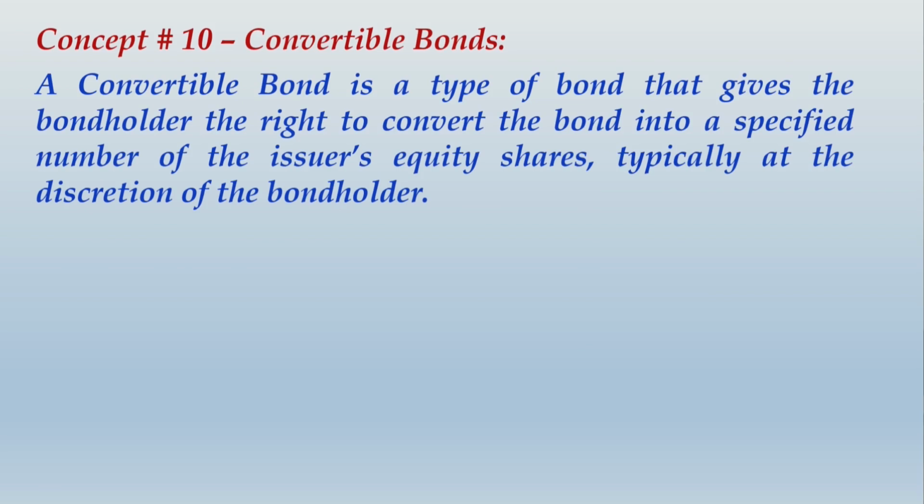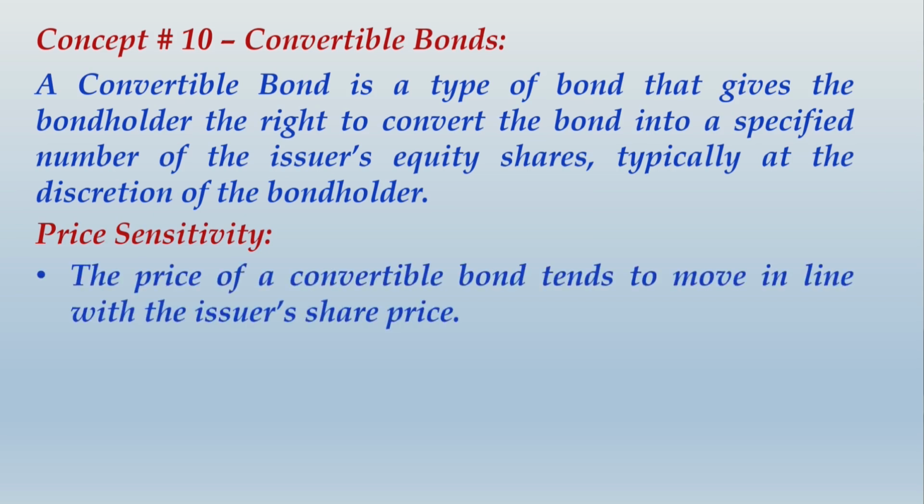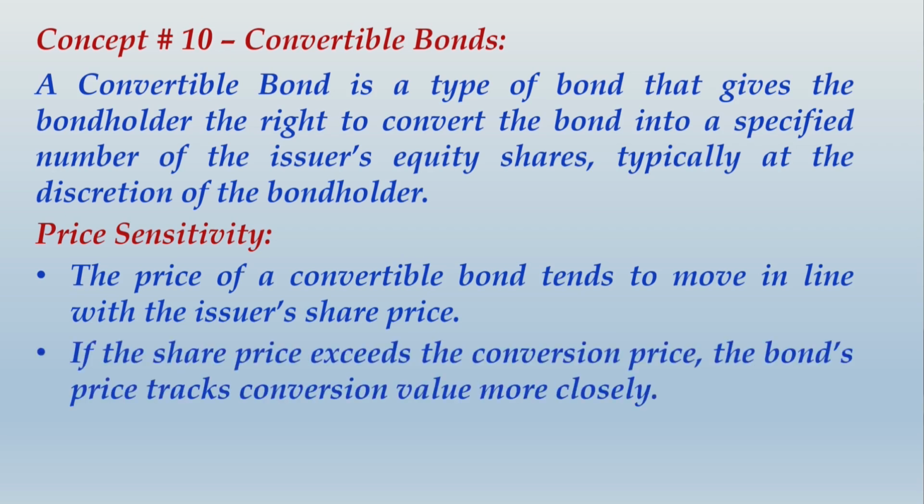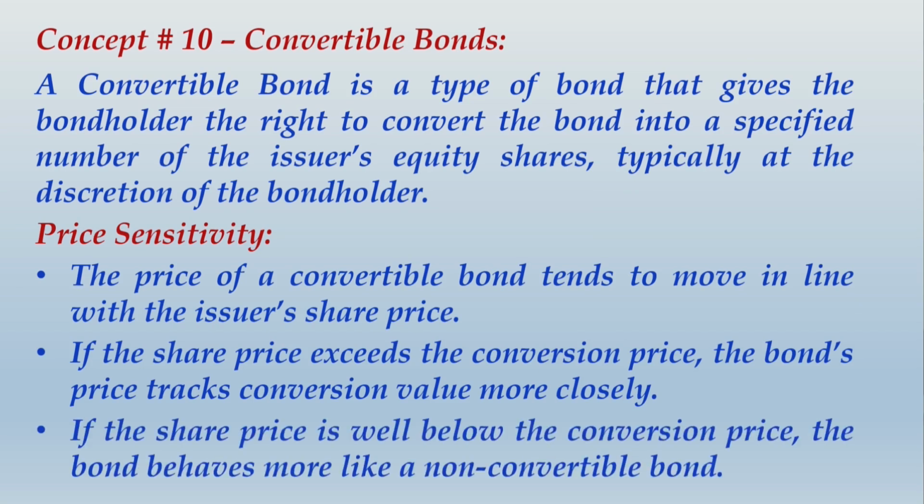Under the heading concept number 10, convertible bonds, you may write: a convertible bond is a type of bond that gives the bondholder the right to convert the bond into a specified number of the issuer's equity shares, typically at the discretion of the bondholder. Price sensitivity: the price of a convertible bond tends to move in line with the issuer's share price. If the share price exceeds the conversion price, the bond's price tracks conversion value more closely. If the share price is well below the conversion price, the bond behaves more like a non-convertible bond.